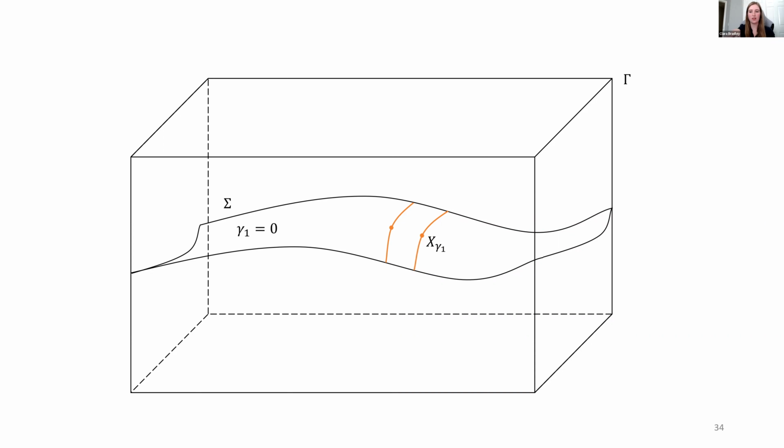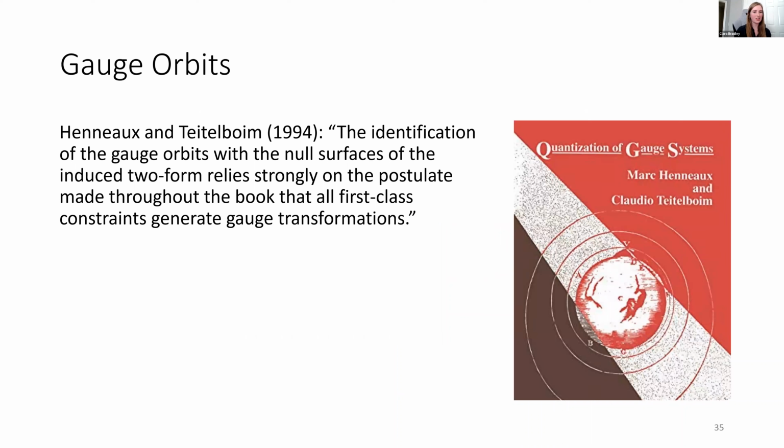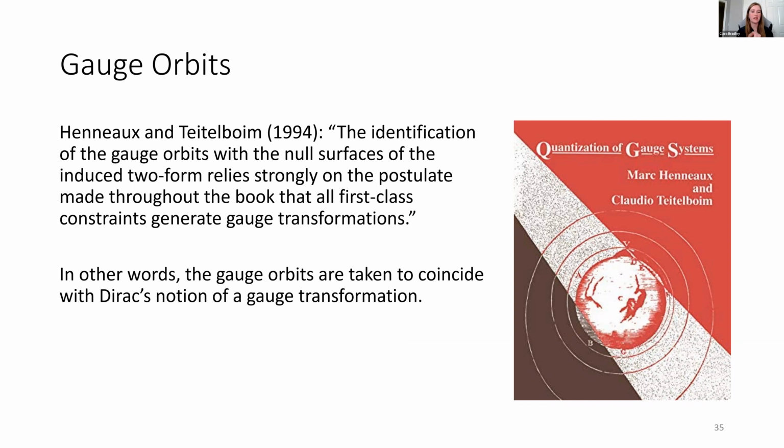Now we can see here that this terminology of associating the null vectors with the gauge orbits already suggests that we are taking the first-class constraints to generate gauge transformations. And indeed, that this is being supposed is recognized in the literature on the geometric formalism. So here I give a quote from a standard textbook by Henneaux and Teitelboim on the constrained Hamiltonian formalism. They say that the identification of the gauge orbits with the null surfaces of the induced two form relies strongly on the postulate made throughout the book that all first-class constraints generate gauge transformations. So in other words, the gauge orbits are just taken to coincide with Dirac's notion of a gauge transformation.